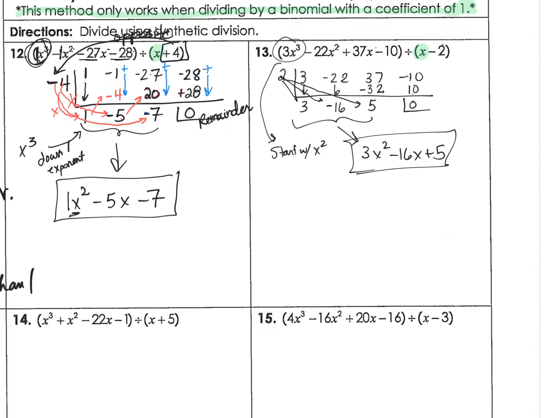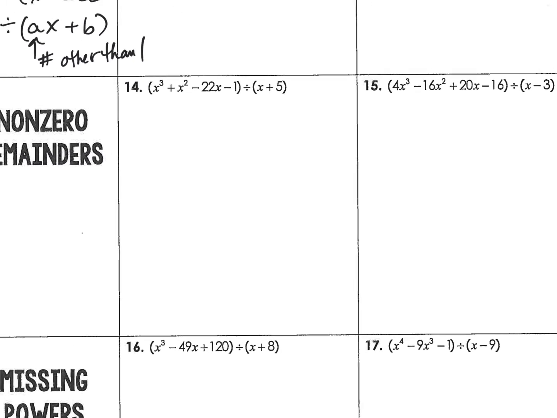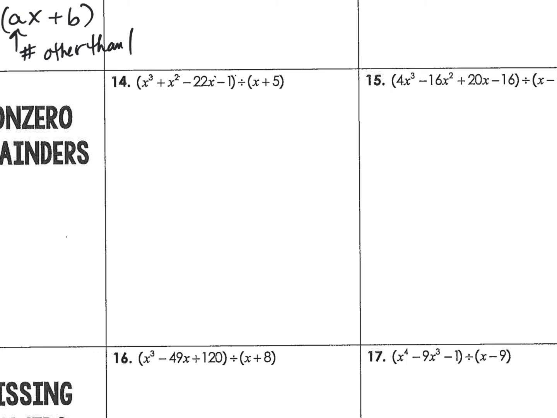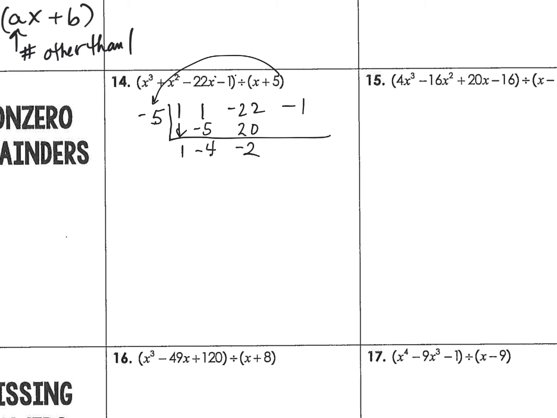All right, so let's try one where we do have a remainder. Hopefully you're getting this. 3, 2, 1, 0. We don't have to put anything in. So 1, 1, negative 22, negative 1. The opposite of this is negative 5. 1 comes down. Negative 5 times 1 is negative 5. Add them, you get negative 4. Negative 5 times negative 4 is positive 20. Add them, you get negative 2. Negative 5 times negative 2 is positive 10. Add them, you get 9 now. Uh-oh, we do have a remainder.